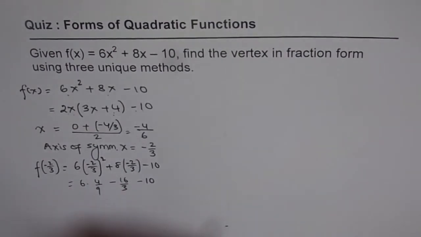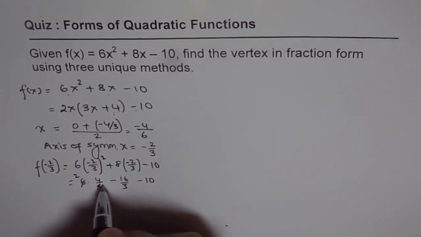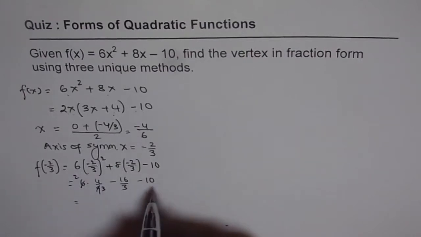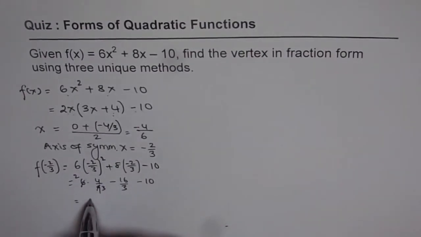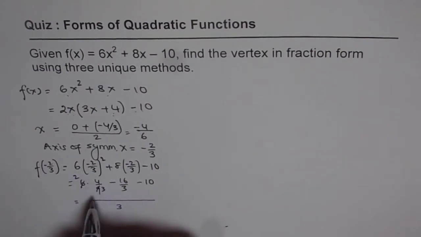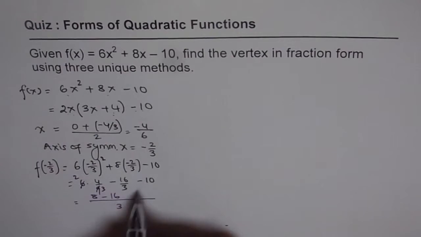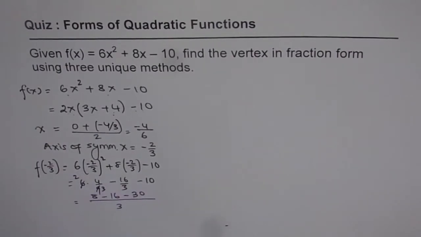Now this could be solved a bit. We have 3 common, so it gets multiplied by 2, and 3 times 3. Now to get the answer, we have to take 3 as a common denominator. So we get 3 here. Lot of work. 4 times 2 is 8, minus 16, and 3 times 10 is minus 30. So that is our answer.